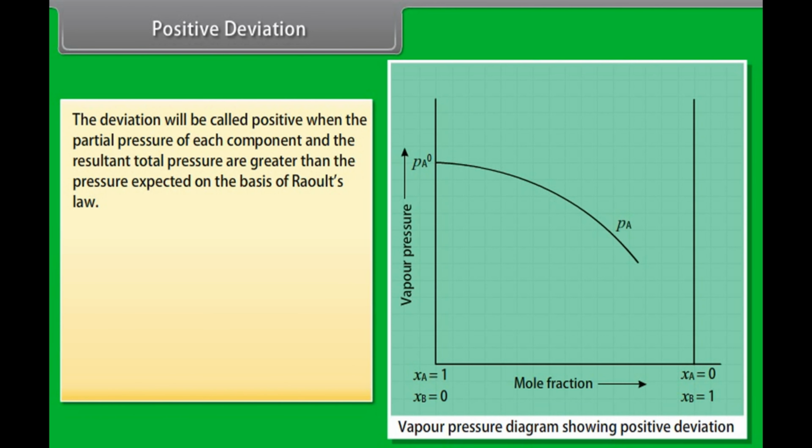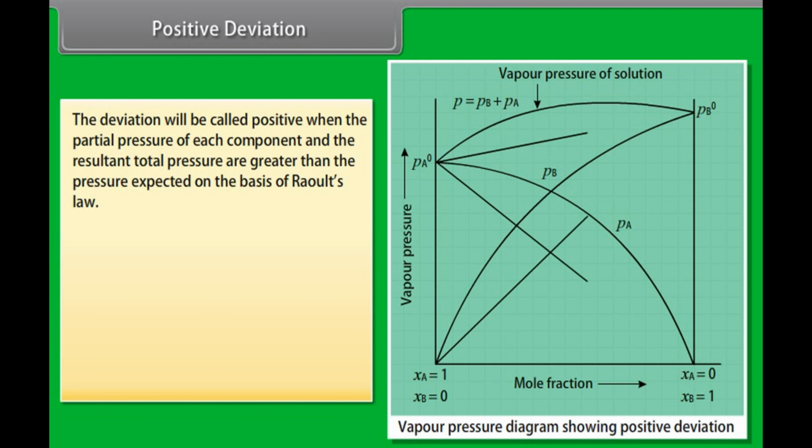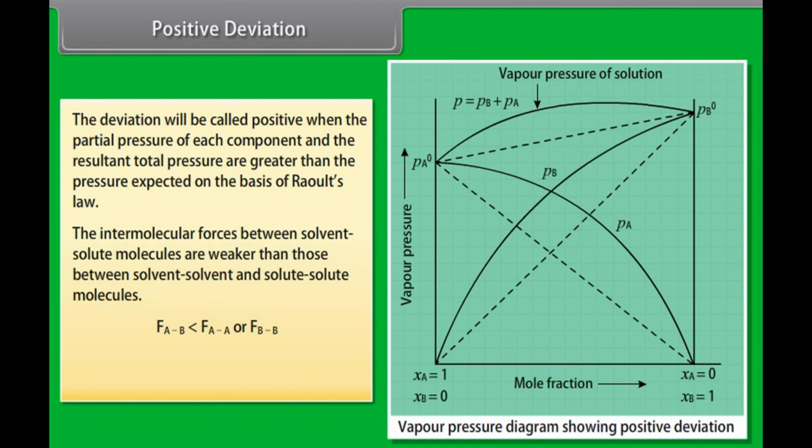Positive deviation. The deviation will be called positive when the partial pressure of each component and the resultant total pressure are greater than the pressure expected on the basis of Raoult's law. For example, the solutions of water and ethanol, and benzene and acetone show positive deviation. The intermolecular forces between solvent-solute molecules are weaker than those between solvent-solvent and solute-solute molecules. This shows that the vapor pressure of the solution will be higher.